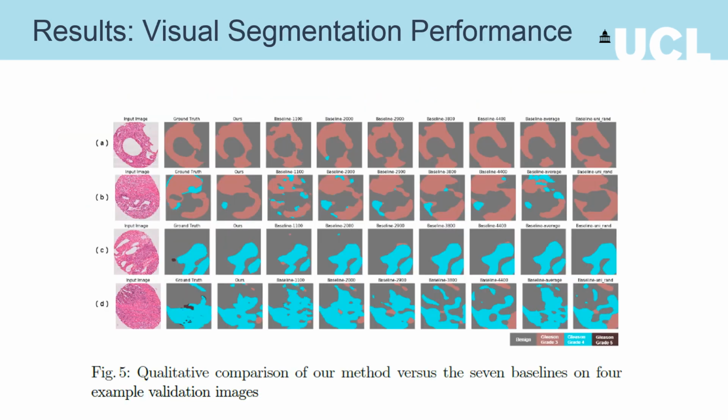In this slide, we give some visual examples of the segmentation performance, where each row gives a different test image, and then the second column gives the ground truth, the third column gives our prediction, and then the rest 7 columns give the 7 fixed patch size configuration baselines. As you can see, our prediction nicely combines the advantages of using different fixed patch configurations.